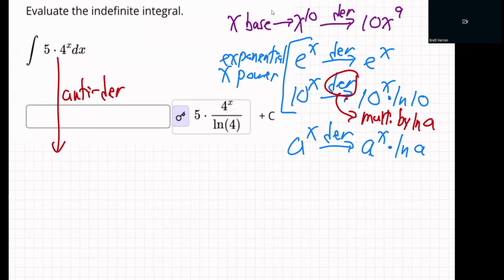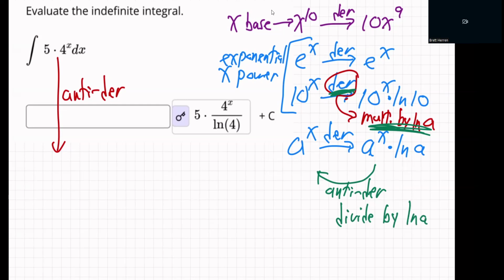What do you think then? If you're going to go back and do the antiderivative, instead of multiplying by ln a, which is what you do for the derivative, what do you think you're going to do? You're going to divide by ln a. That's the opposite, right? We're going to divide by ln a for the antiderivative. If for the derivative you multiply by ln a, then for the antiderivative you're going to divide by ln a.